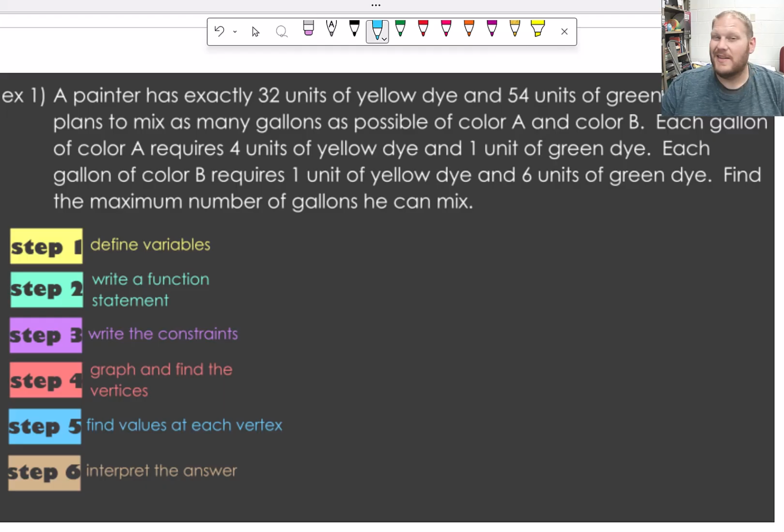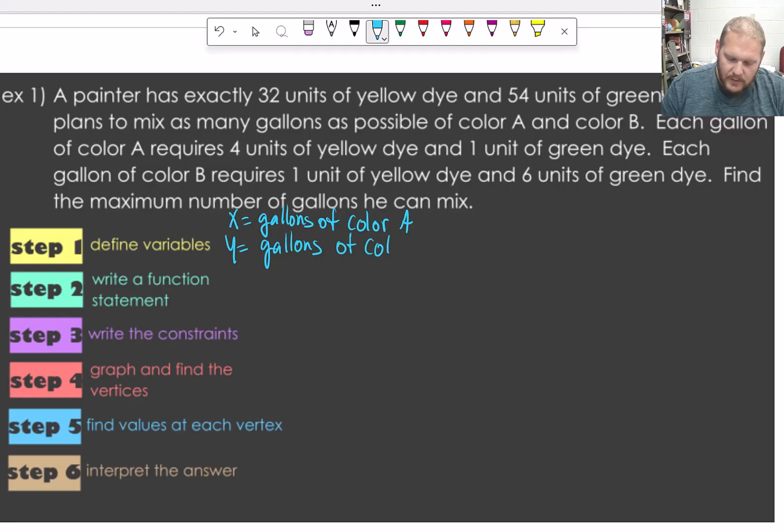For the sake of this, since we're going to be graphing as well as writing some stuff, I'm going to go away from what I traditionally do, which you guys know is context-specific variables, rather than saying A is gallons of color A and B is gallons of color B. I'm going to use X and Y. So X is gallons of color A, and Y represents gallons of color B. That's what we're trying to figure out. The X and Y values represent how many gallons of color A and B we can create.